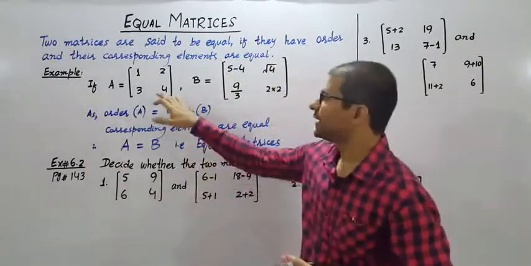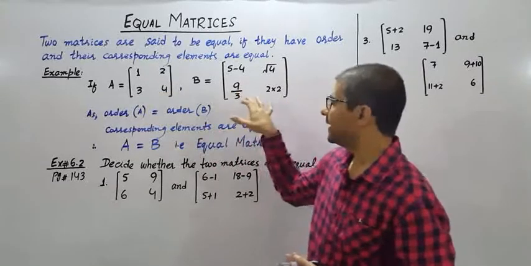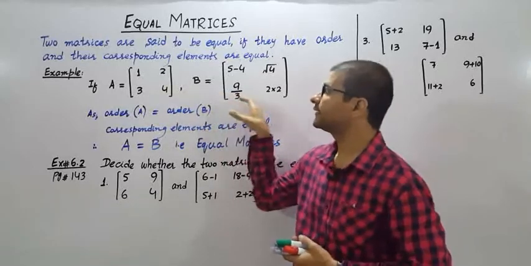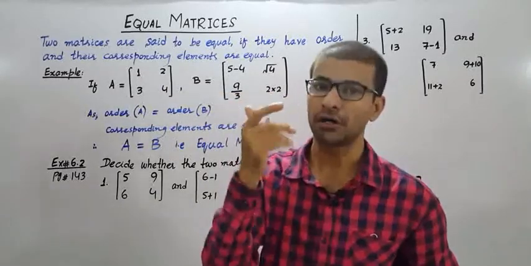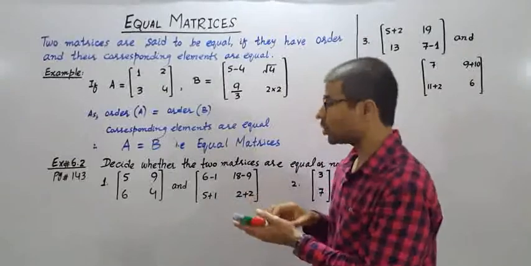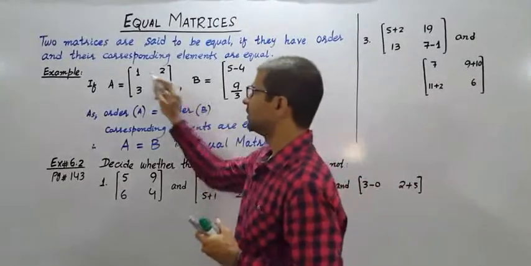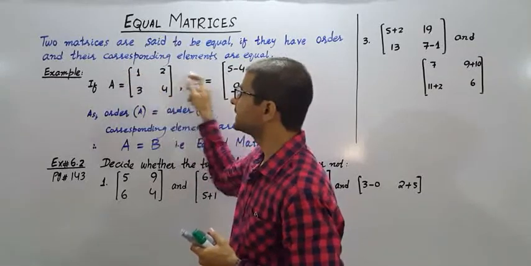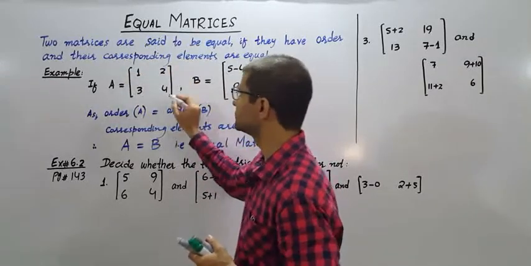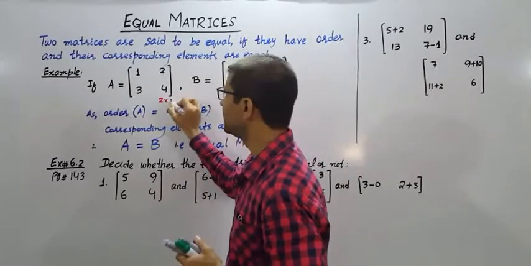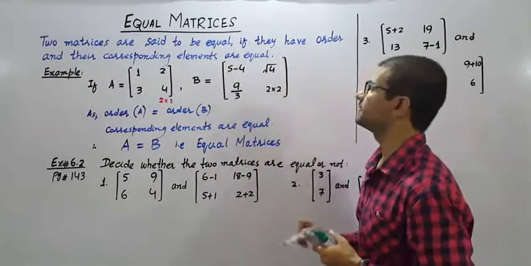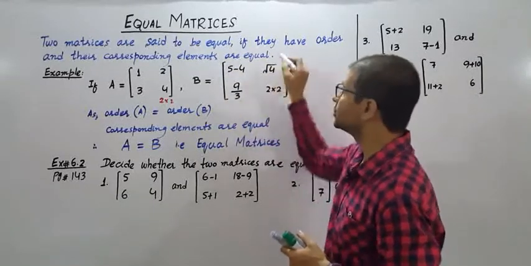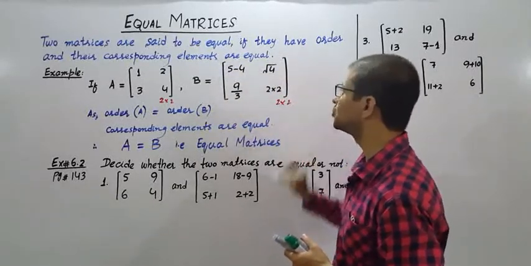Let's suppose we have two matrices A and B. Now we are going to decide whether they are equal or not. For this, first observe their order. Order of the first matrix is 2 by 2. Why? Because it contains 2 rows and 2 columns. Order of the second matrix: it has 2 rows and 2 columns, so its order is 2 by 2.